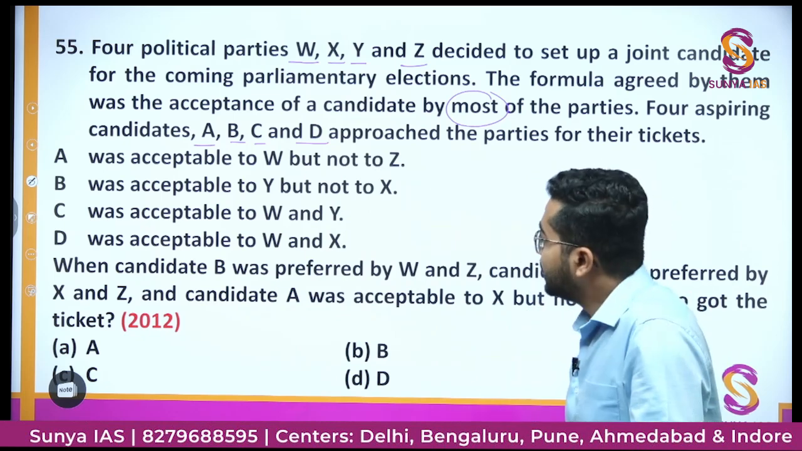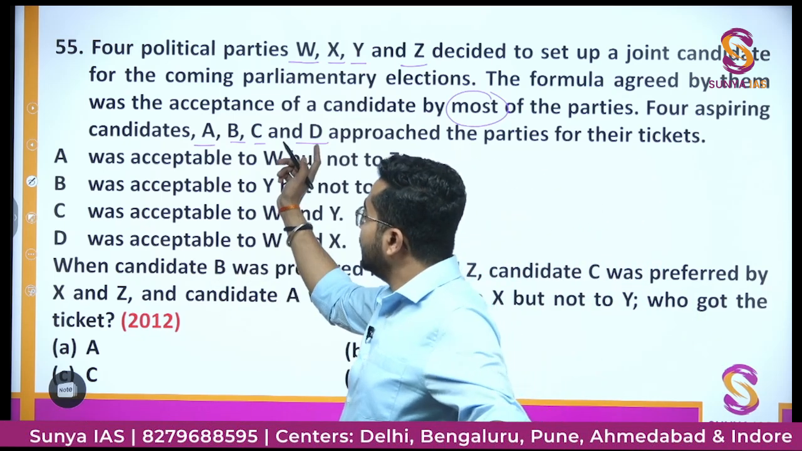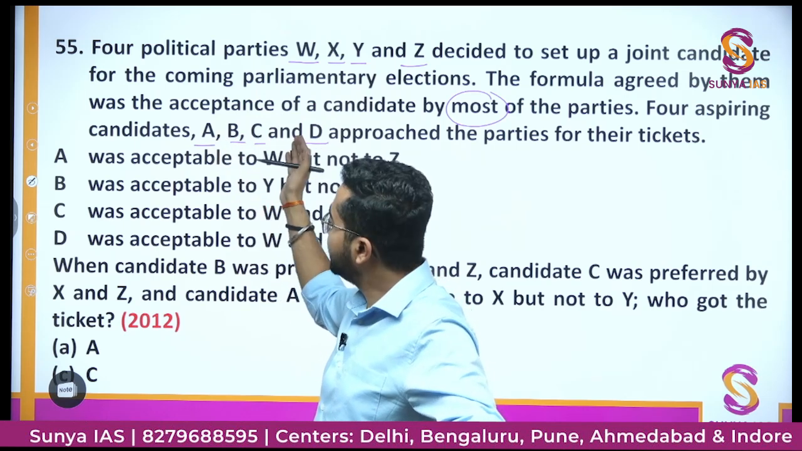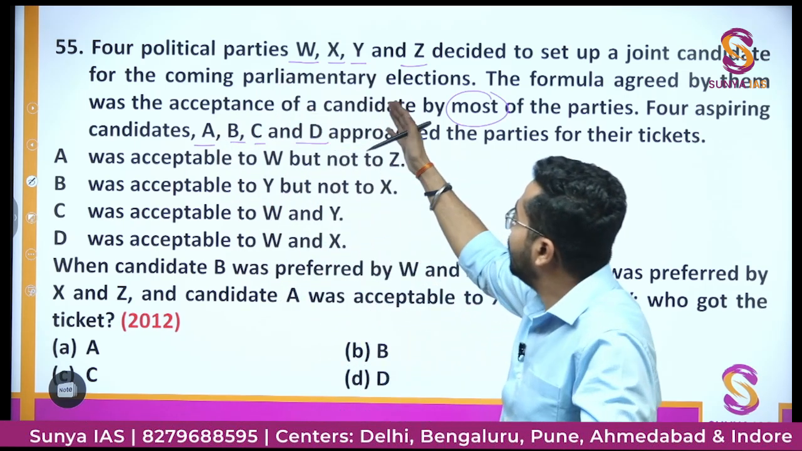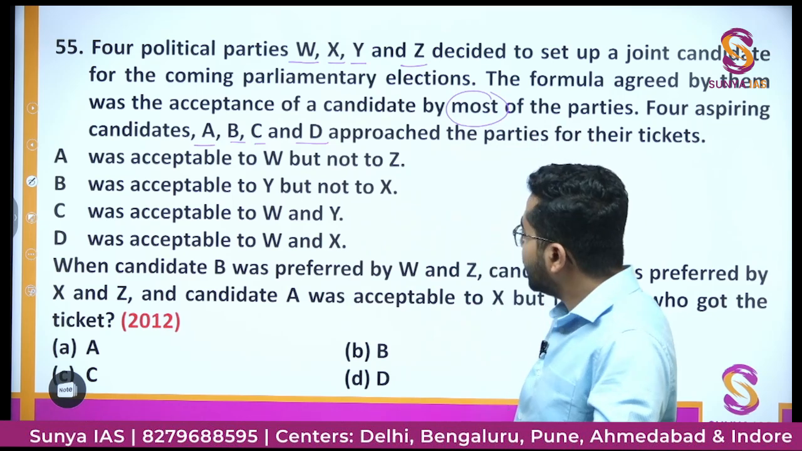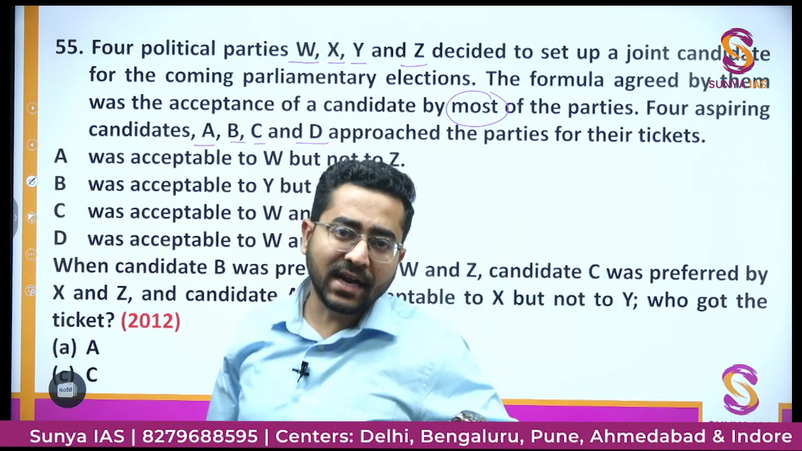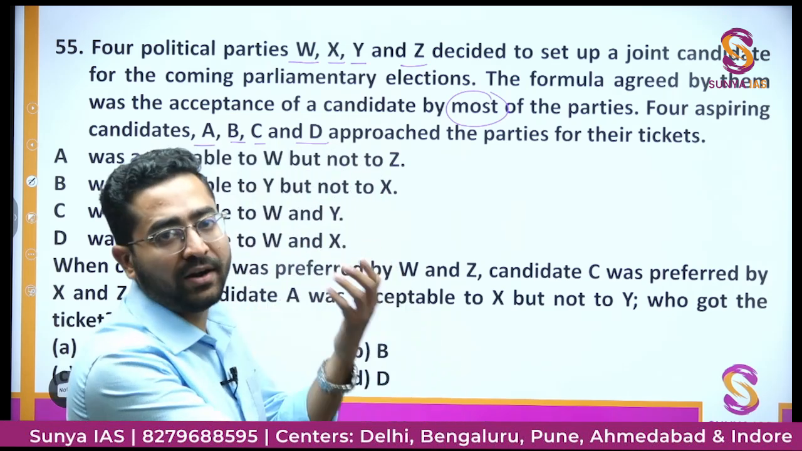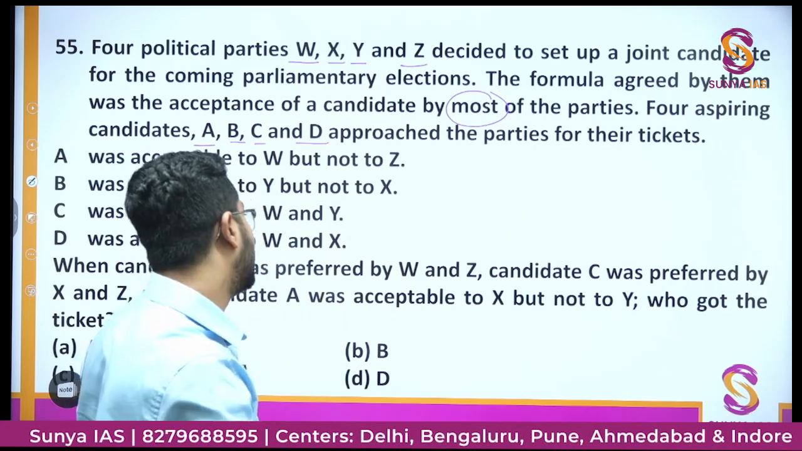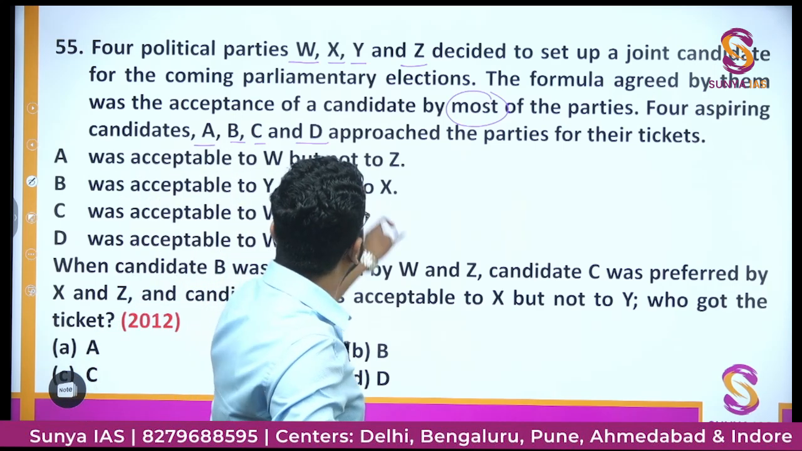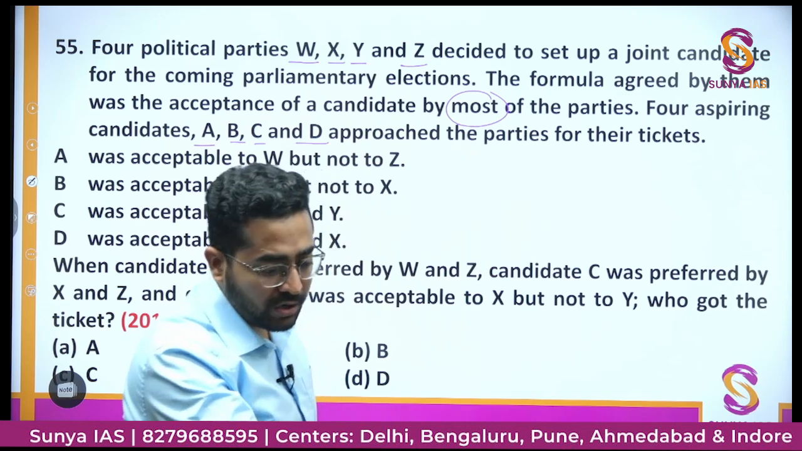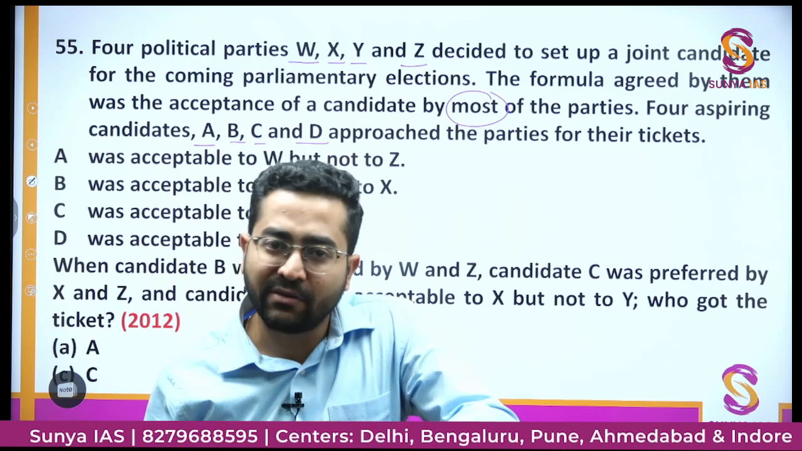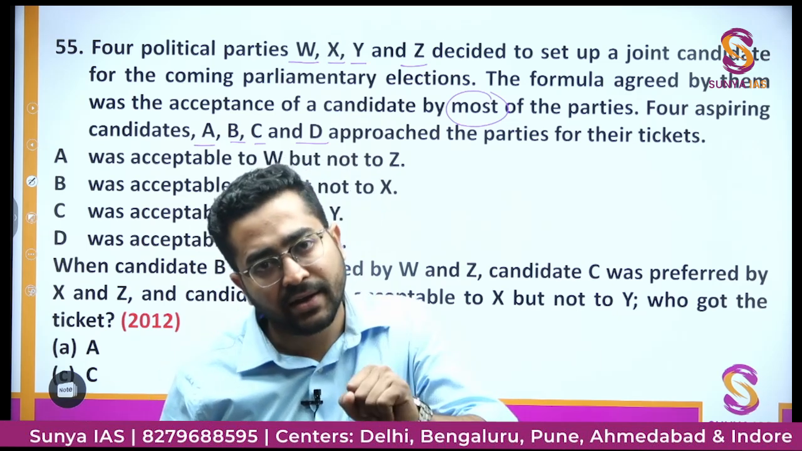So the important thing here is candidates are A, B, C, D. So you need not be confused between W, X, Y, Z and A, B, C, D. So candidates are A, B, C, D and political parties are W, X, Y, Z, right? And how will you choose whether a candidate will be given a ticket or not? जिस कैंडिडेट को maximum number of political parties will be supporting, that candidate will get the ticket by most of the parties. So you just need to count कि how many parties are supporting one candidate, and whoever gets the highest support will get the ticket.